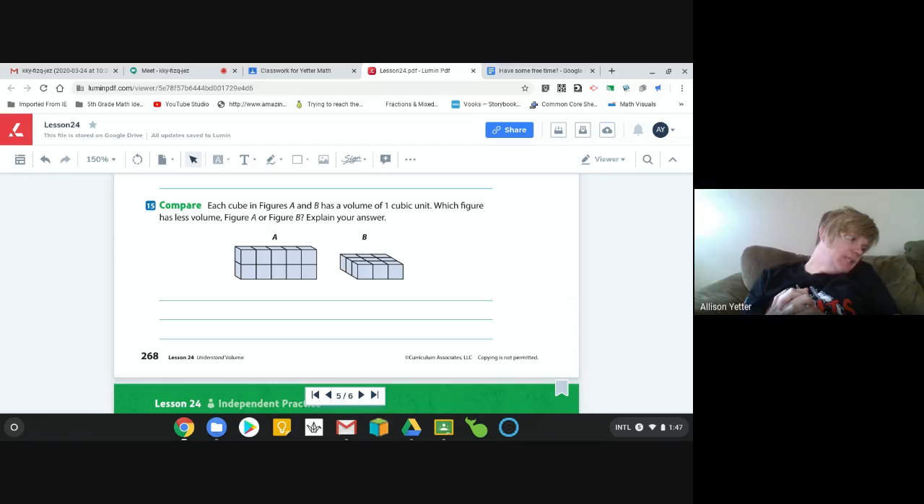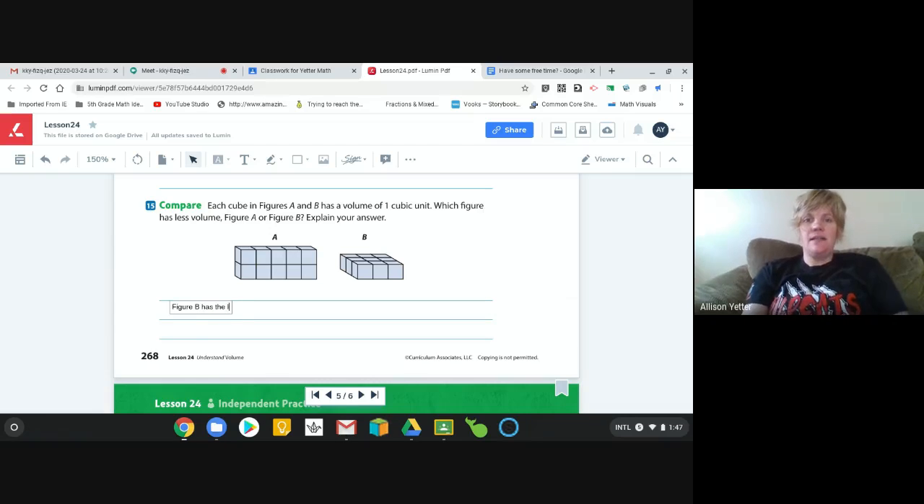Okay? All right. So which figure has the less volume? I'm going to type my answer in for you again. So I'm going to say figure B has the less volume. So when I look at B, I say figure B has volume equal to a 3 by 3 by 1. So it's 3 across, it's 3 deep, and it's 1 level high. So it is 9 cubic units.